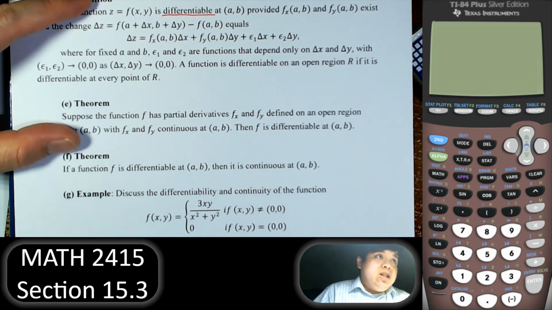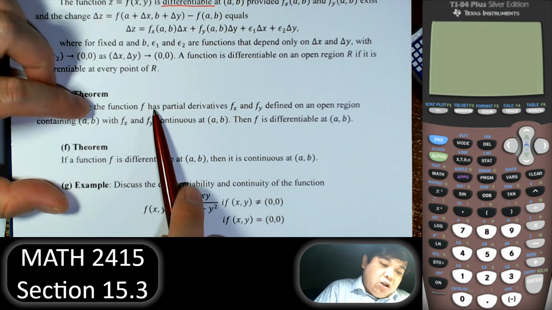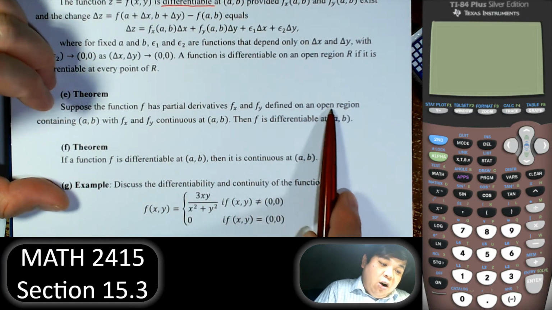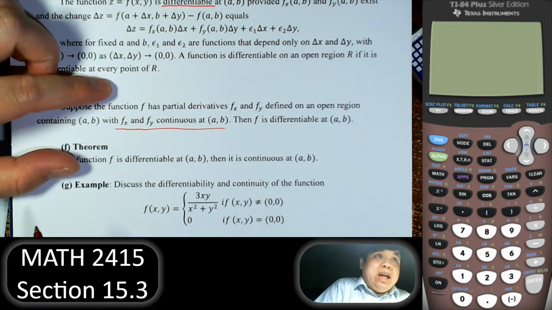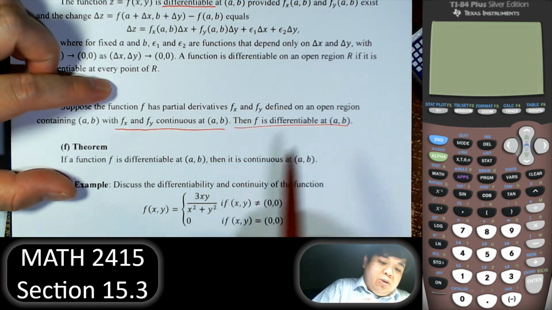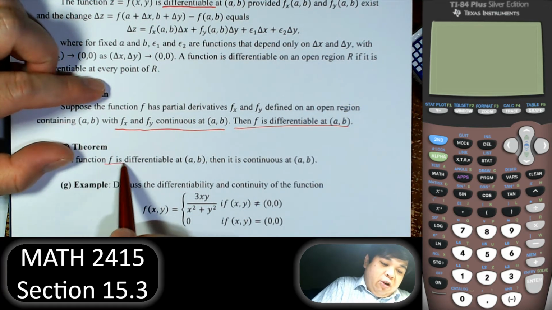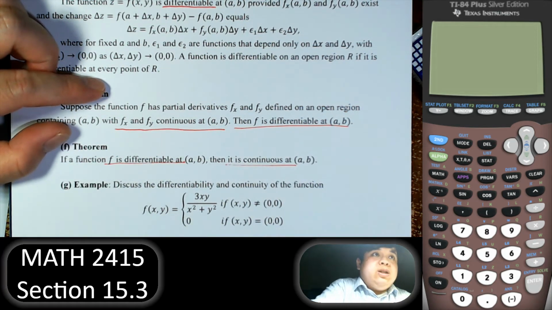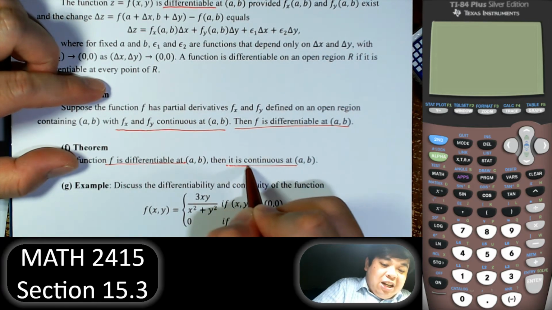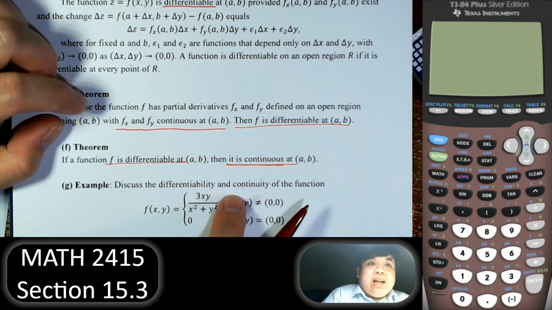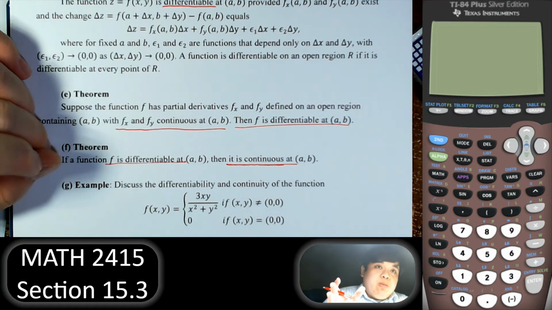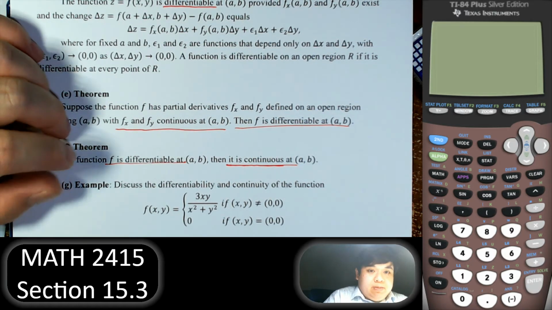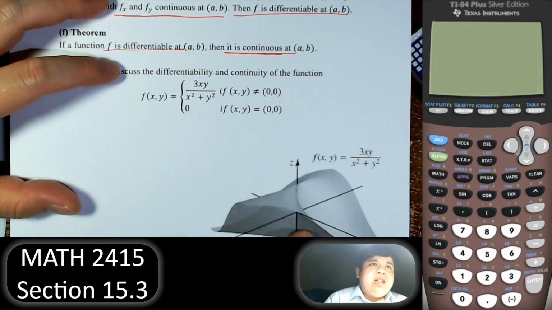Right. And this theorem says that suppose a function has partial derivatives defined on the region containing that, and the partial derivatives have to be continuous on AB, then it is differentiable. And if it is differentiable, then it is continuous. And this theorem actually is just like calculus 1. If it is differentiable, it is continuous. If it is continuous, it may not be differentiable. And this is just an example here.